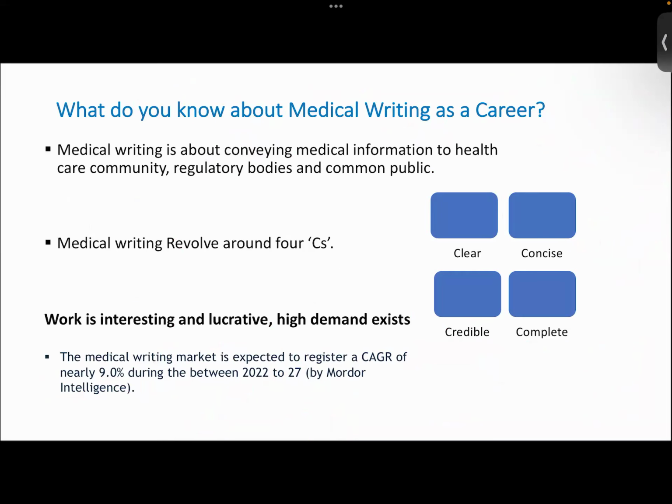So in medical writing, it's always about writing clear, concise, credible, complete information. And this field is growing at a 9% rate, even more than that. Do your research today. Read some articles. Medical writing is conveying medical information to the healthcare community, regulatory bodies, and the common public.